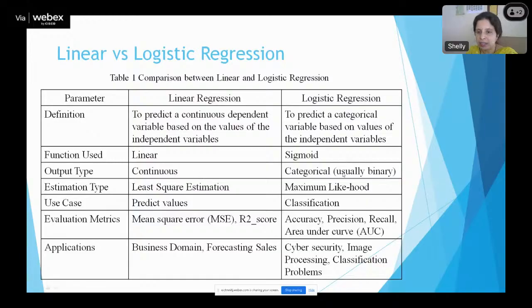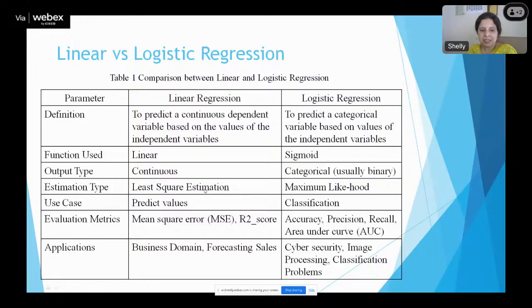The output in logistic regression is categorical, usually binary: true, false, or 0, 1. The estimation type is one of the important things to be taken into consideration, right? So here it says that linear regression follows a least square estimation type, and logistic regression uses maximum likelihood estimation.